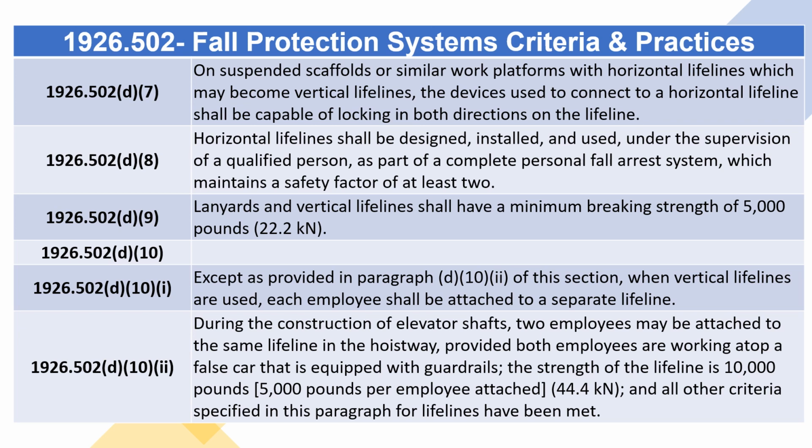1926.502(d)(8). Horizontal lifelines shall be designed, installed, and used, under the supervision of a qualified person, as part of a complete personal fall arrest system, which maintains a safety factor of at least 2. 1926.502(d)(9). Lanyards and vertical lifelines shall have a minimum breaking strength of 5,000 pounds (22.2 kN).